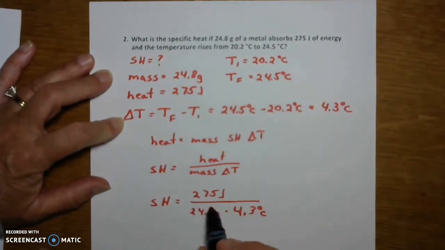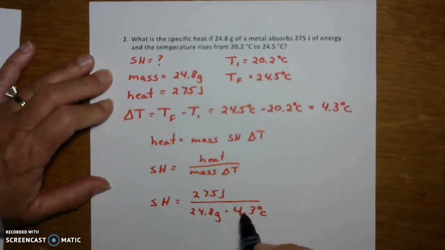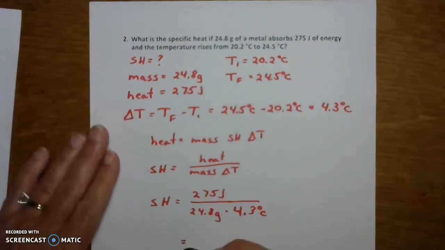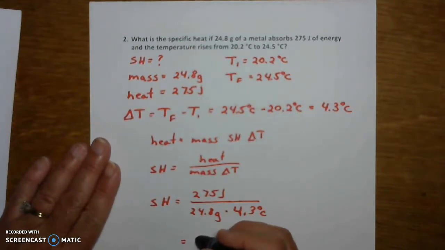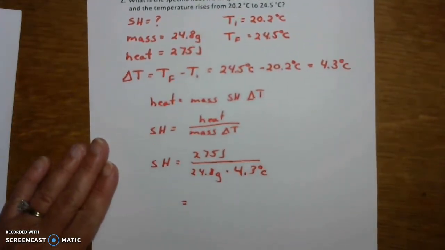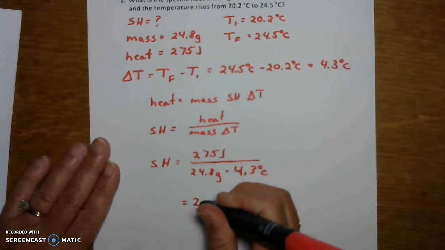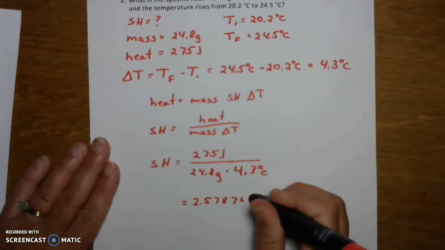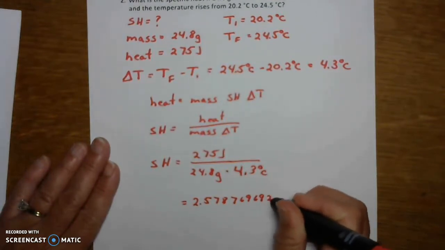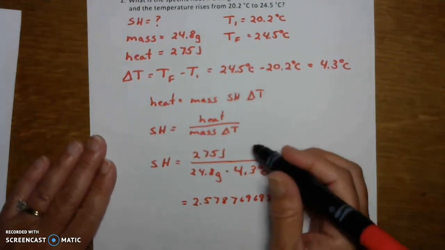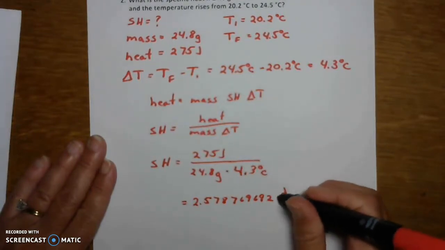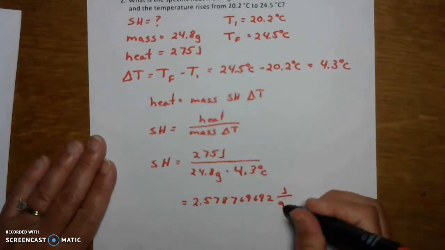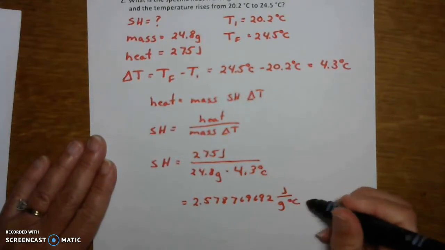So we take 275 divided by 24.8 divided by 4.3, and we will get, move this up a little bit so you can see, 2.578769692, and our units are going to be joules over grams degrees Celsius.